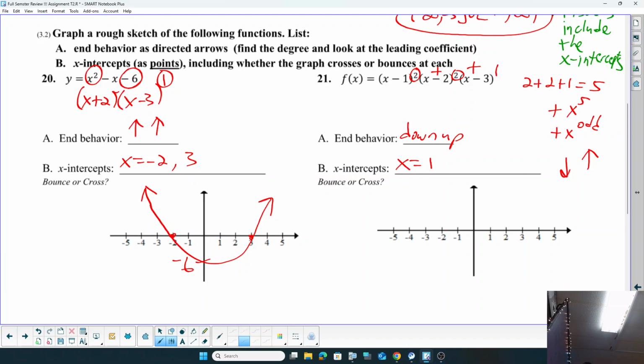X-intercepts at 1, 2, and 3. And we are bouncing at 1 and 2, and then we're crossing through at 3. And so we're going down then up. So we have a 1, 2, 3, and we're going down then up. And so at 1, what are we doing? At 1, we're bouncing. And at 2, we're bouncing. And at 3, we're crossing through. There we go.